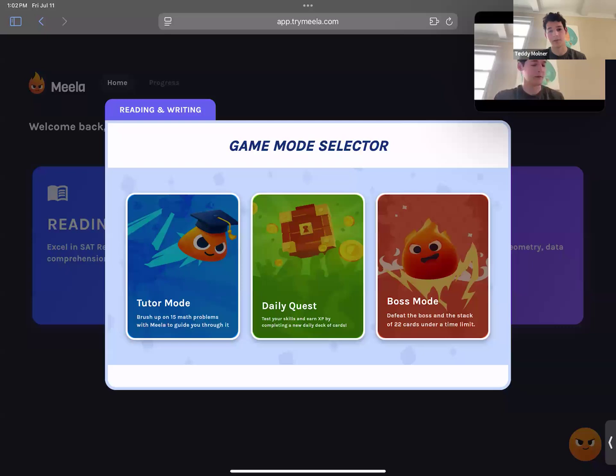And then finally, you have boss mode. Boss mode is simulating the actual test on MEELA. So it's in a familiar place, but it's the actual content that you're going to see on test day. And you're given a time limit too. So it's able to effectively perfectly simulate the exact circumstances you're going to be under, besides obviously the location and the timing and everything, when you take the SAT on test day.